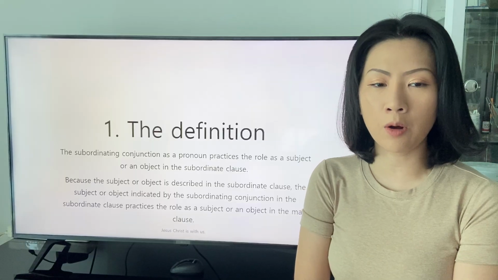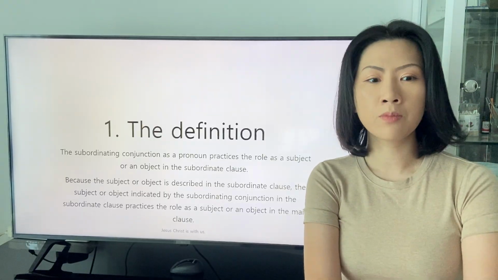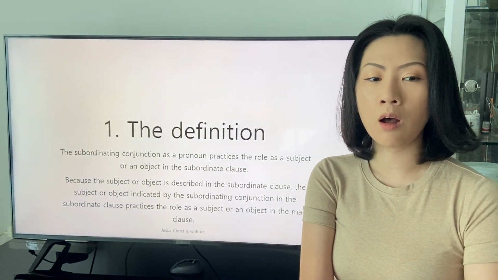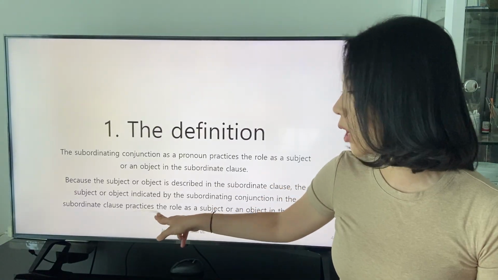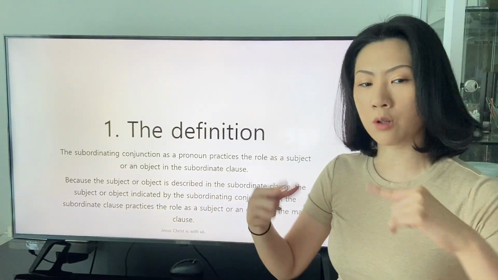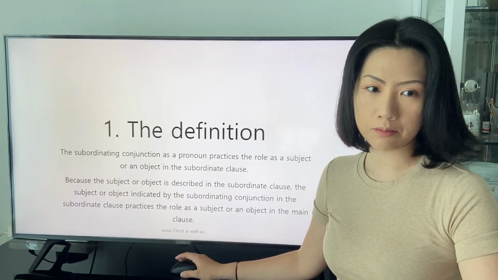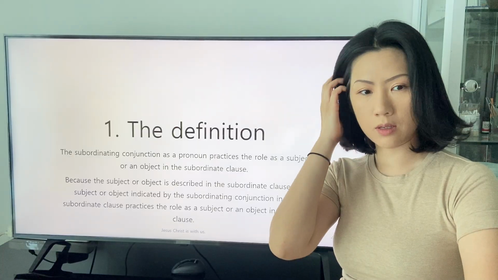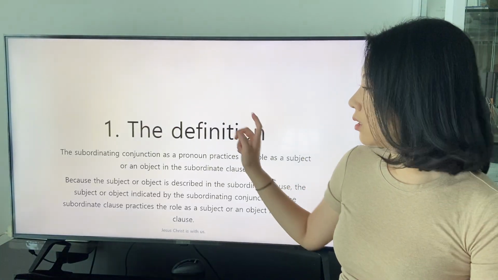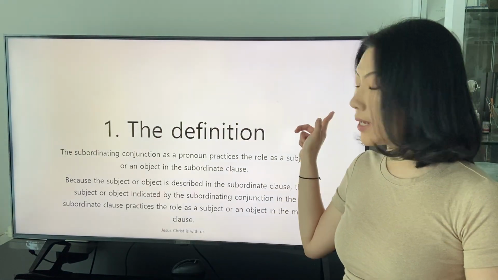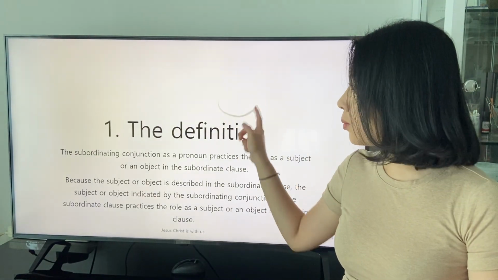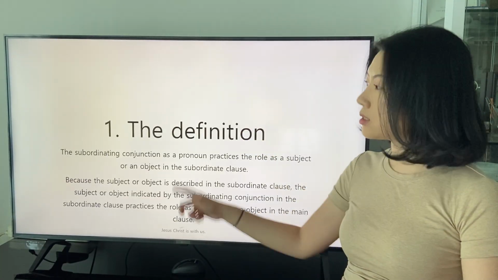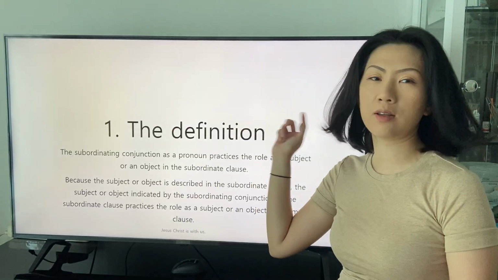Because the subject or object is described in the subordinate clause, the subject or object indicated by the subordinating conjunction in the subordinate clause practices the role as a subject or an object in the main clause. In the example, I like what you like. The subordinating conjunction what has the role as an object in the main clause. I like what you like.